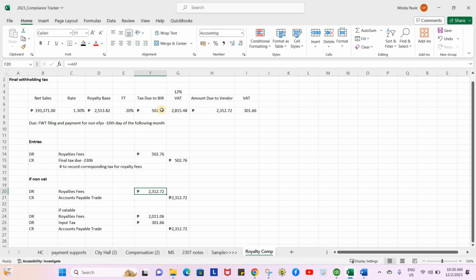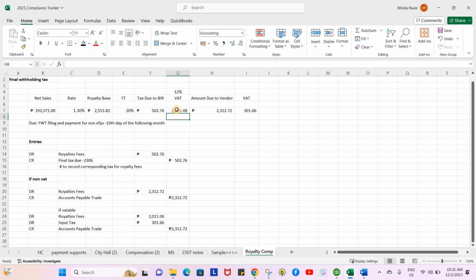Paano ko nakuha yun? Ito yon. Ang thought process dyan, most of the time, yung vendor is VAT yan. So, of course, you can check the previous billing, but most of nakikita kong example, VAT yan. So, kung ito ang royalty base mo, you get 12% of that. Yun yung VAT. So, ito yon. 2,513 multiplied by 12%, you get itong amount na yan, 301.66. Tapos, if you'll add the 2,513, you get 2815. So, if you will look into this, D7 times 1.12, you get 2815.48.